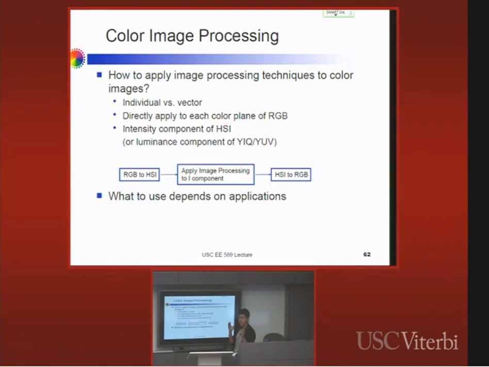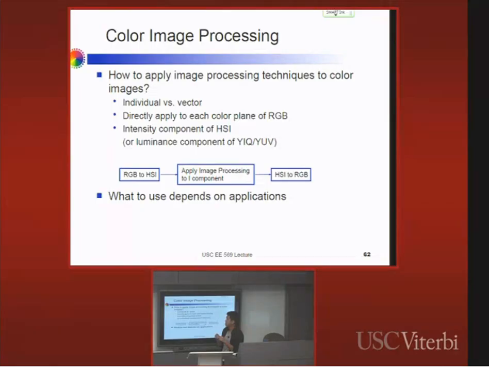The question is, how are you going to deal with it? Are you going to process each individual plane, RGB plane, individually and then combine them? Or are you going to change it from RGB space to another space, process in that space, and convert it back? So here are some possibilities. One is directly applying on R. Let's say you want to do edge detection. You just do edge detection on R, edge detection on G, edge detection on B, and then combine them to come up with the edge map.